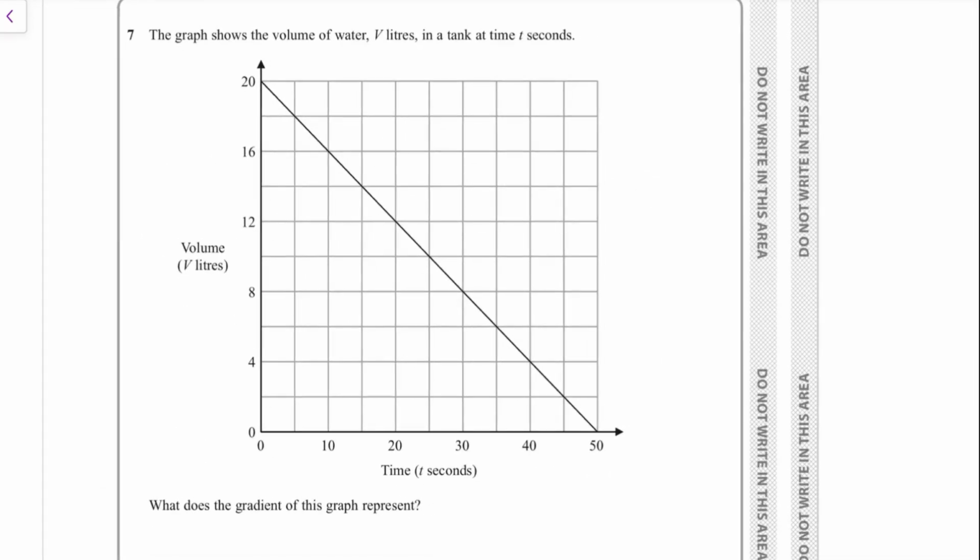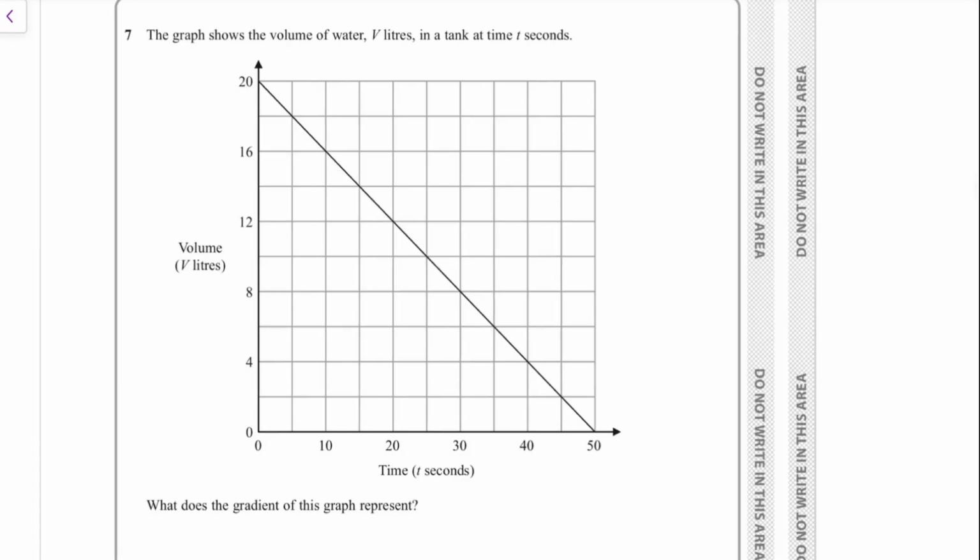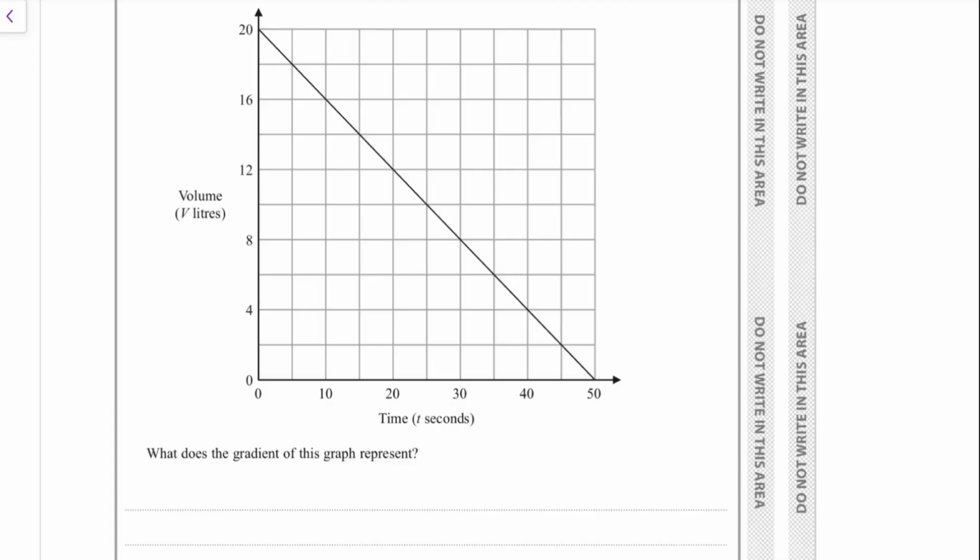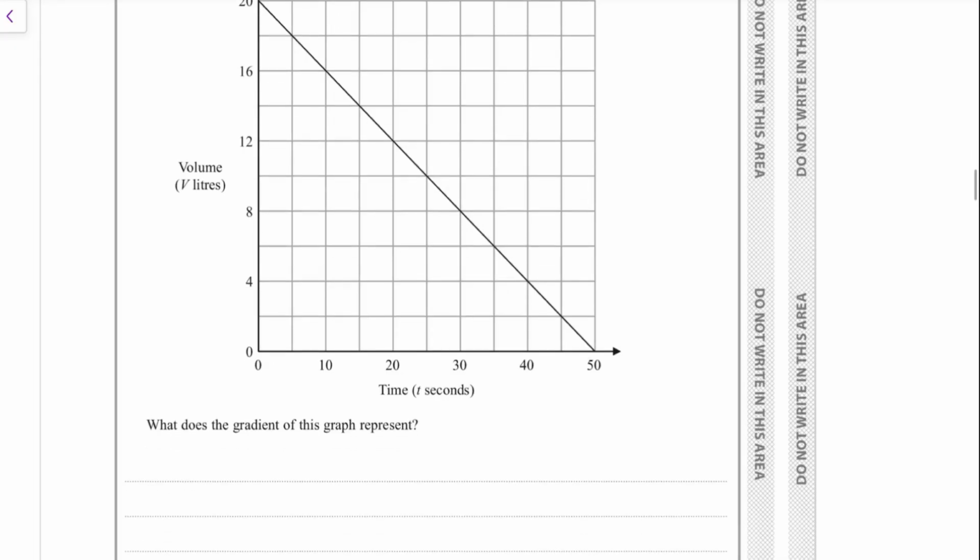Okay, the graph shows the volume of water V in litres at time t. You can see what's happening is volume's going down as time's continuing. What does a gradient represent? This is basically asking to understand how to put a graph into words. So I would say it represents the rate of change. Gradient is about rate of change of, and then it wants it in context.